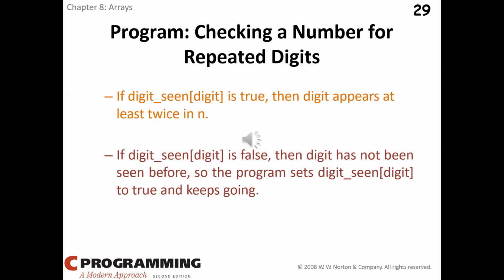And if the box for that digit is already checked, meaning that digit_seen[digit] is true, then the program knows that digit has appeared at least twice in the number. But if the box for that digit is unchecked, meaning that digit_seen[digit] is false, then the program knows that the digit hasn't been seen before. And just like that, by keeping track of which digits have been seen before, the program can quickly determine if any digit appears more than once in the number.